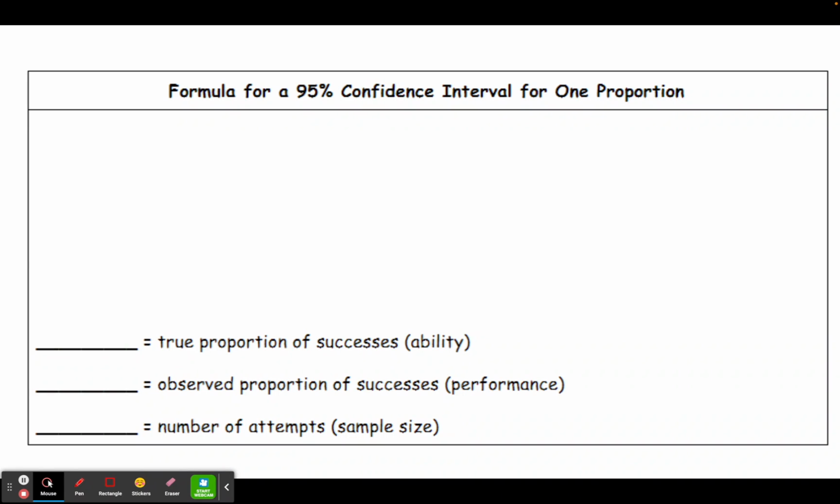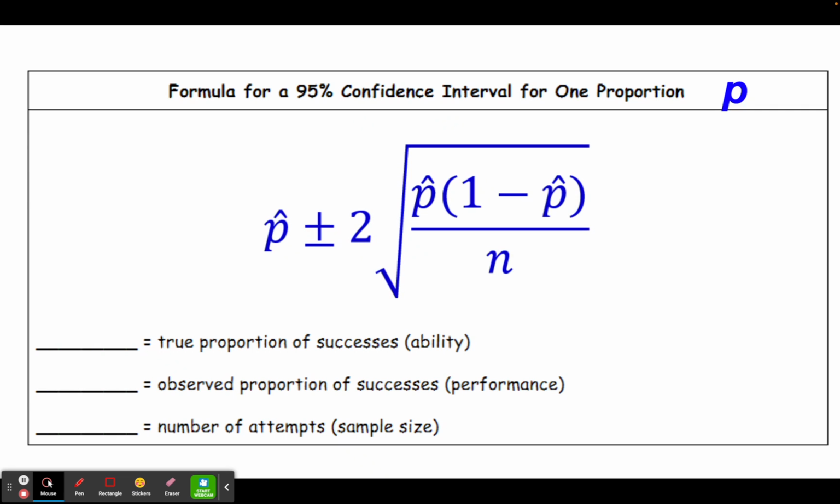This would be the case where we're working with just one set of data that we're collecting, maybe one athlete or one team. And the one proportion that we're trying to estimate is P. So, P stands for proportion. And here's what the formula looks like. Go ahead and pause the video and be sure that you copy that down accurately with all the correct symbols.